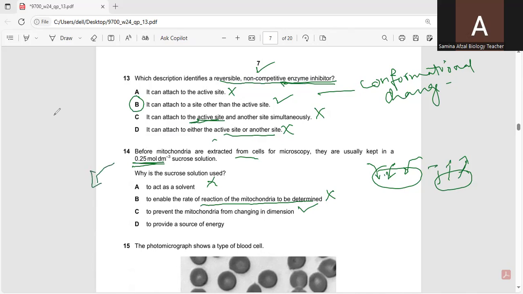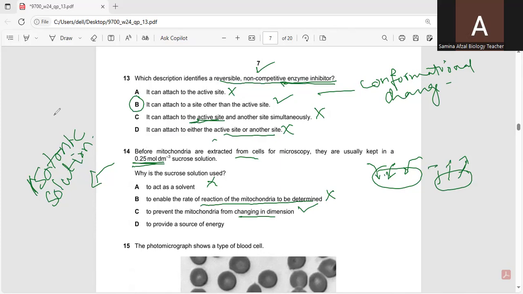This is the isotonic solution. And in this solution, which has isotonic potential, there will be no entrance of water into the mitochondria or out of the mitochondria. So there will be no change in the shape.